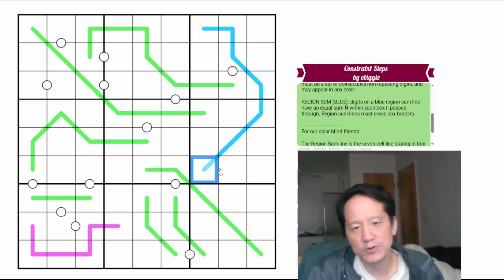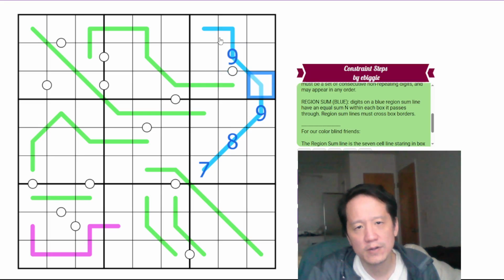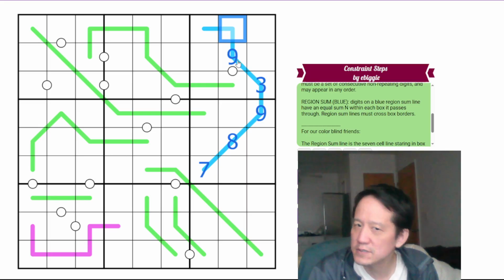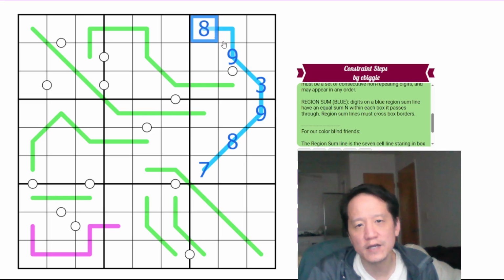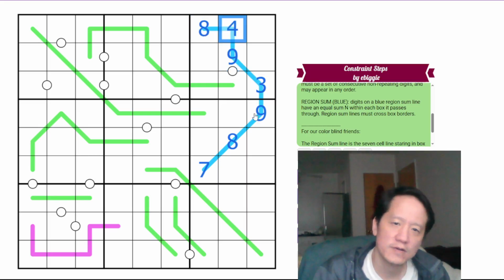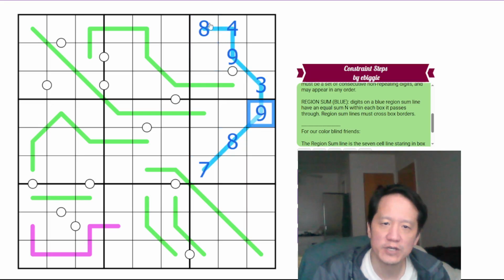So as an example, it could be something along the lines of 7, 8, and 9, and then this could be 9, 3, I don't know. No, it can't be 6. 3, 8. Does this work? And 4. Yeah. So this is a valid example of a region sum line because these add up to 24 and these add up to 24.